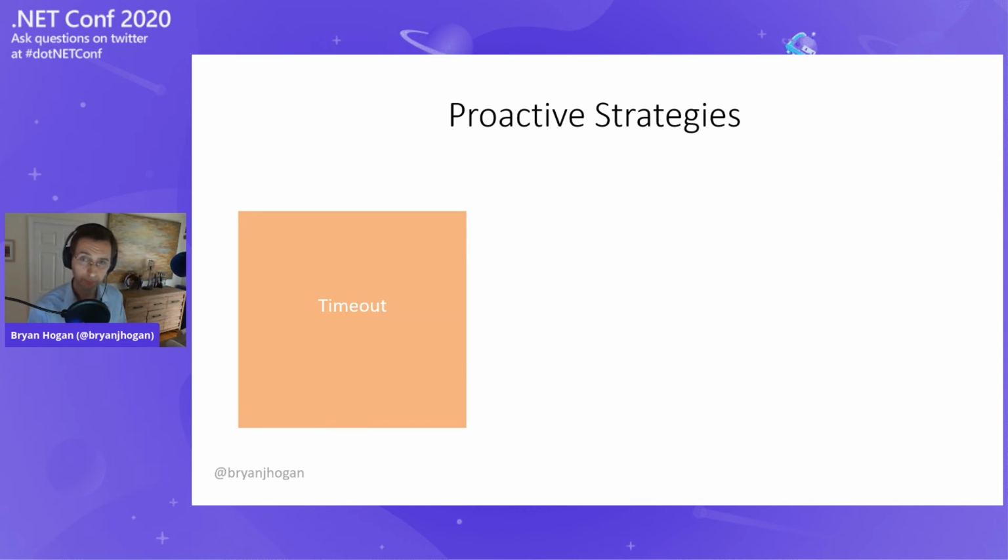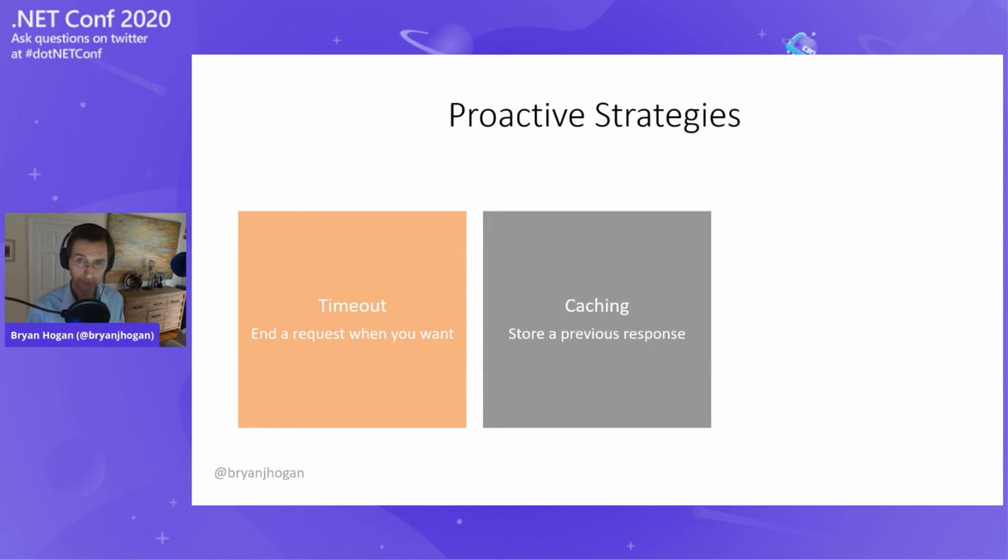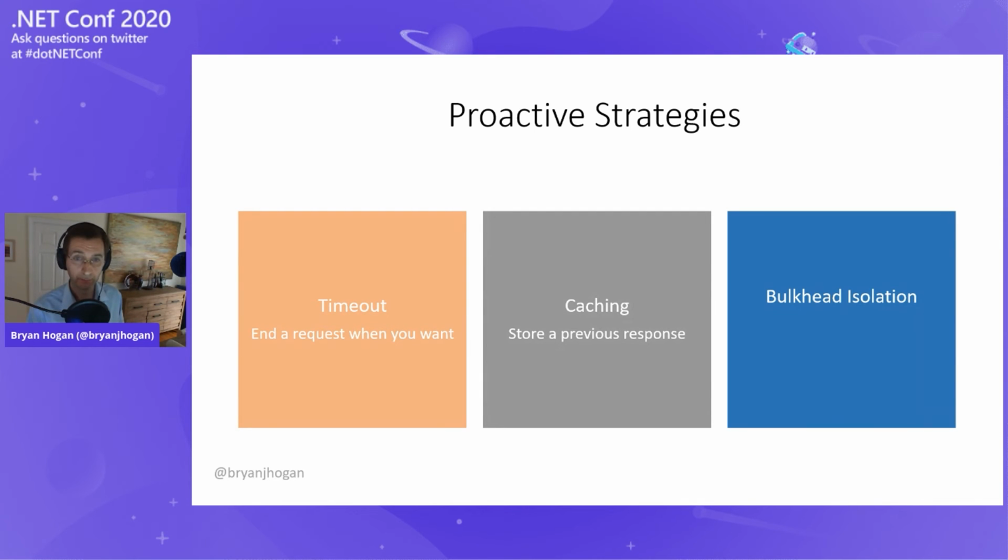The timeout. This lets you decide when to time out rather than some default imposed by the piece of code you're using. Caching allows you to store responses for a period. And then finally, bulkhead isolation. This one will protect your resources so one part of your application cannot bring down the whole application.